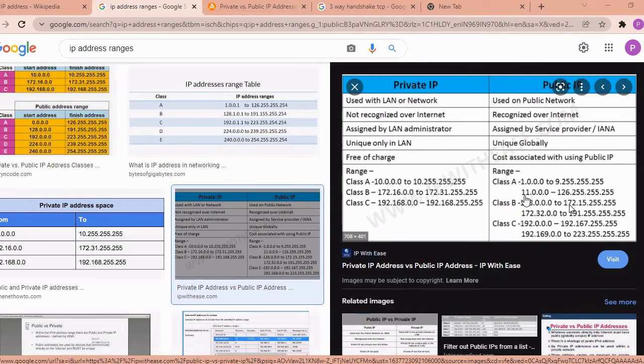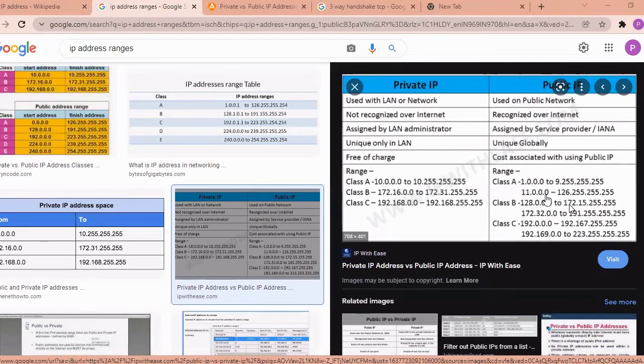Again from 11 the public IP address will start. So 11 to 126, not 255.255.255. It completes your class A IP addresses of public. Then next is 126. So 127, listen carefully. Here if you observe, 127 is not there, right? It ends at 126 and class B starts from 128. So here 127 is missing, right?